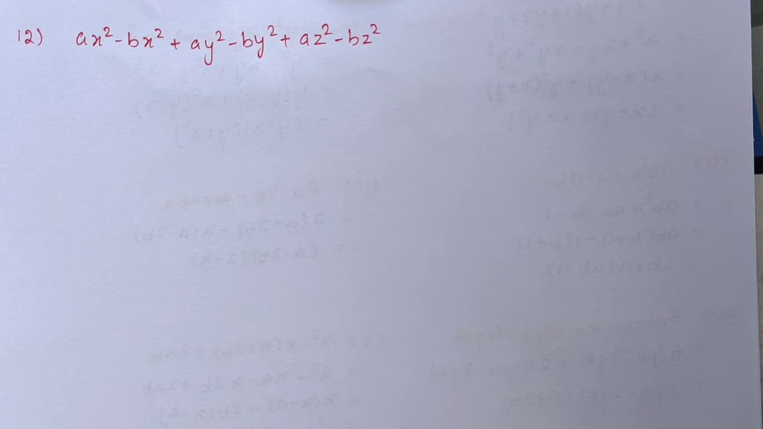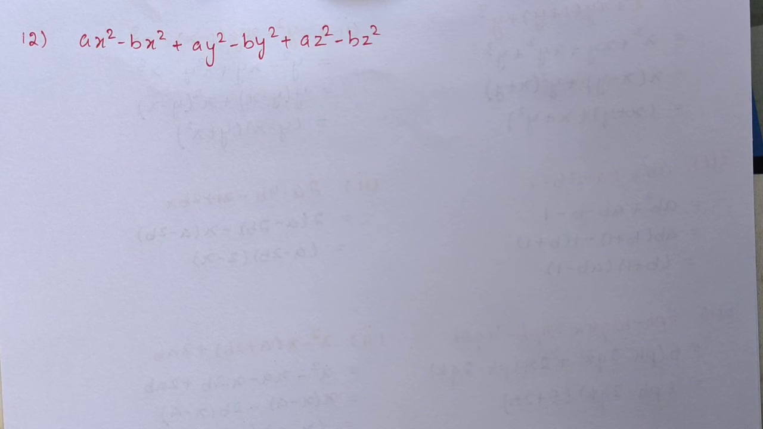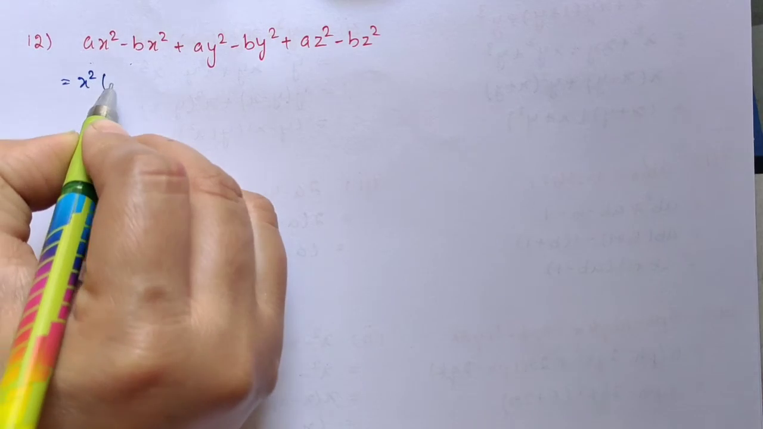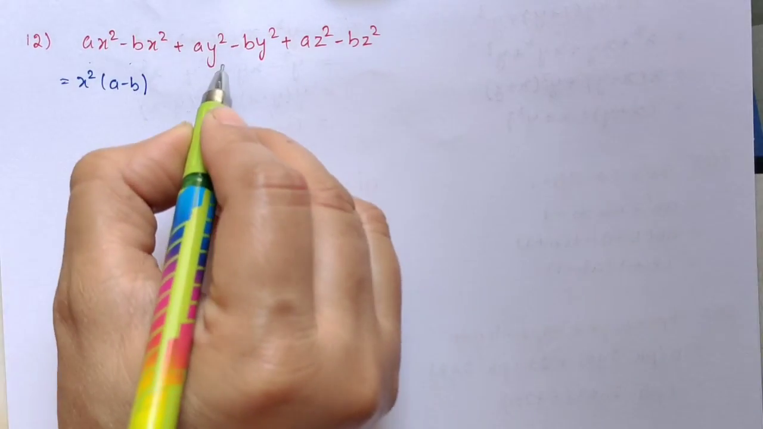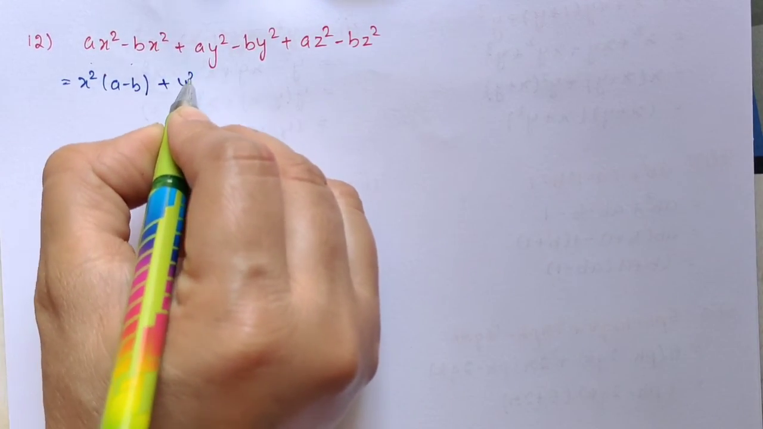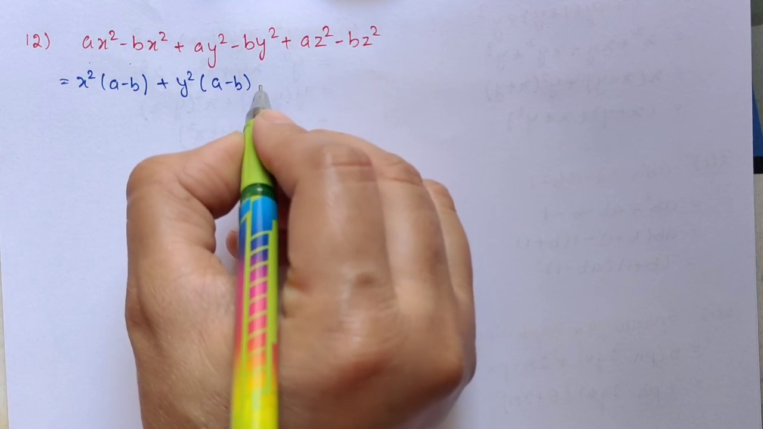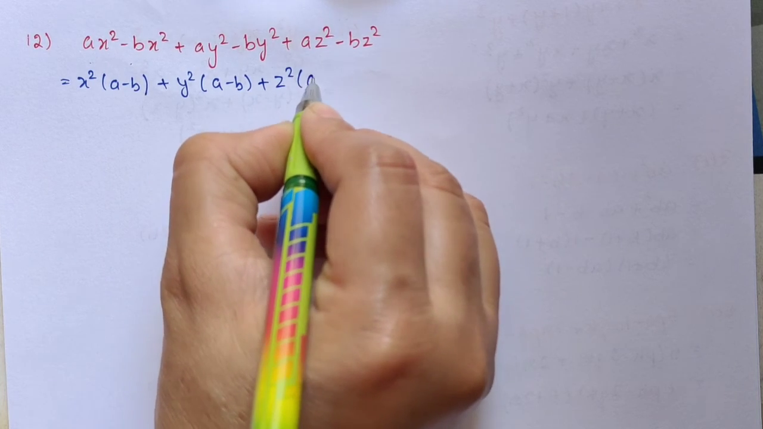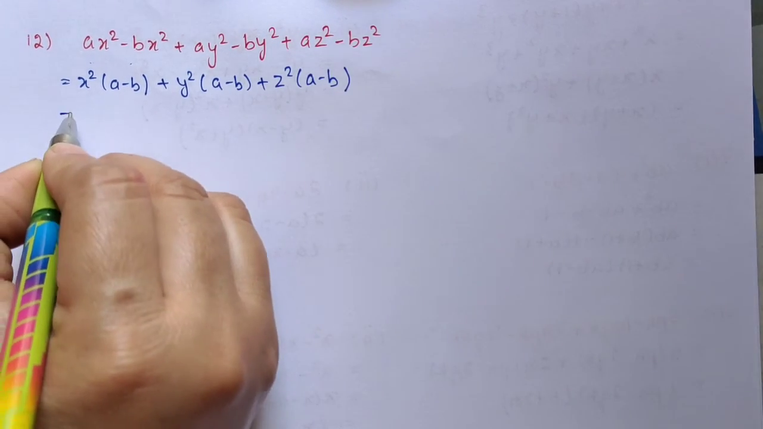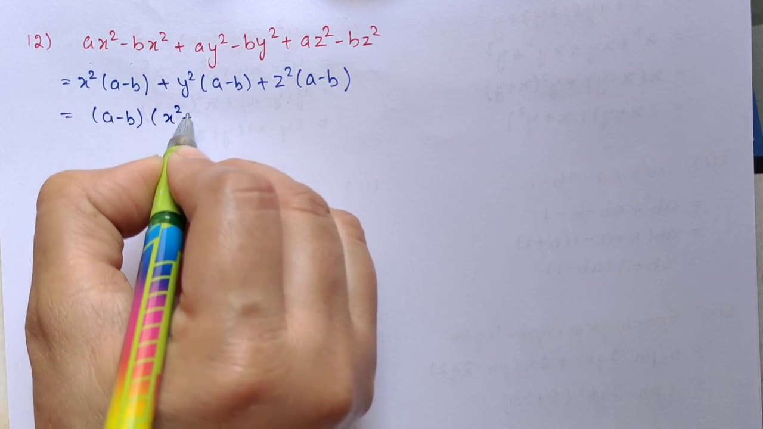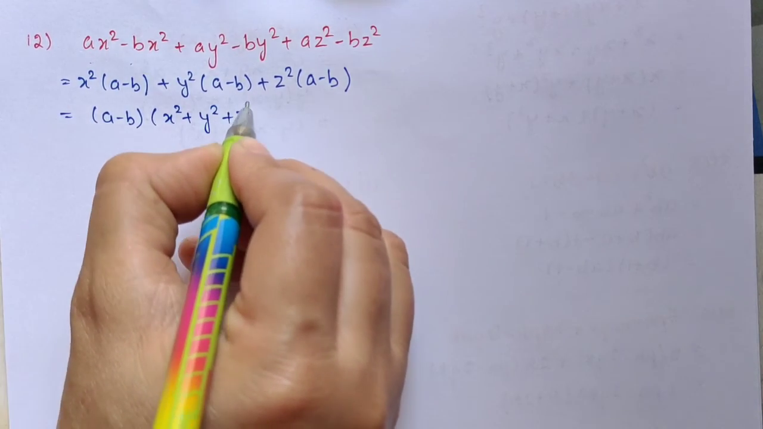Question number 12. ax square minus bx square, ay square minus by square plus az square minus bz square. So from the first 2 we can take out x square as common, then we have a minus b. From the next 2 we can take out y square as common, then we have a minus b. From the last 2 we can take out z square as common, then we have a minus b. A minus b now we can take out as common term. Then another bracket will be x square plus y square plus z square.